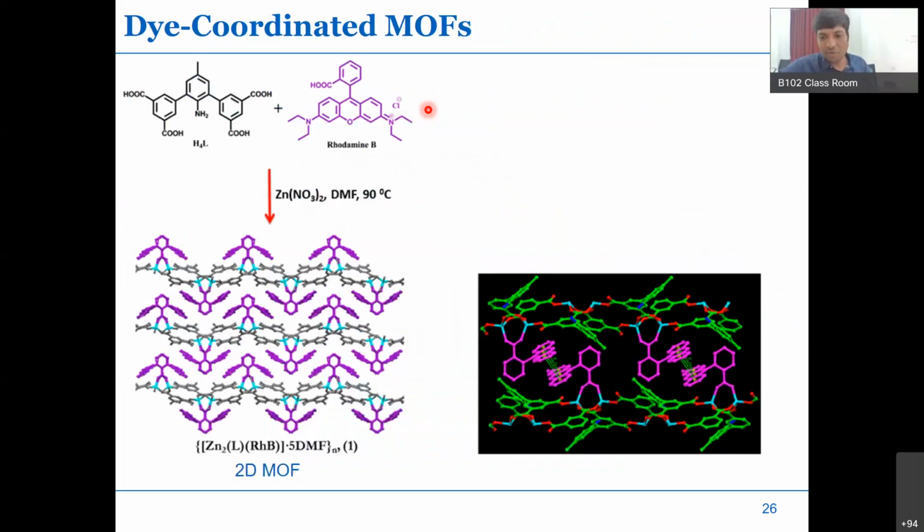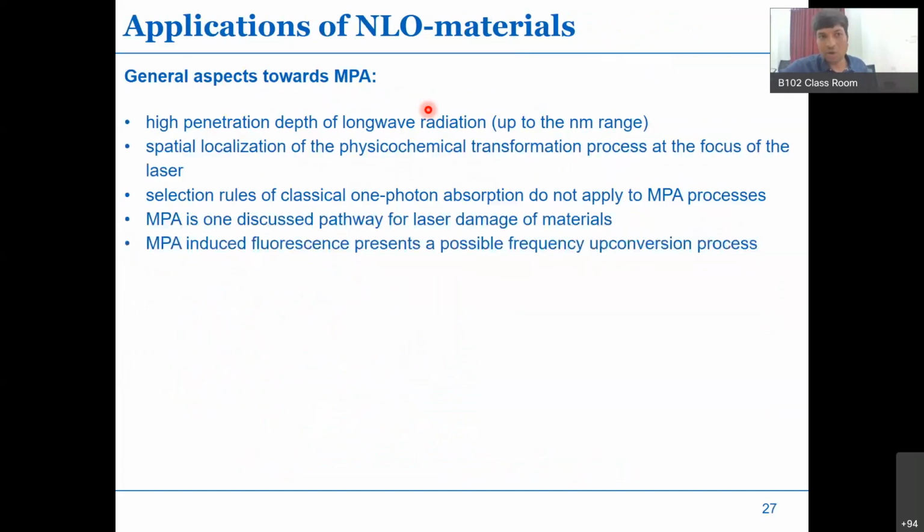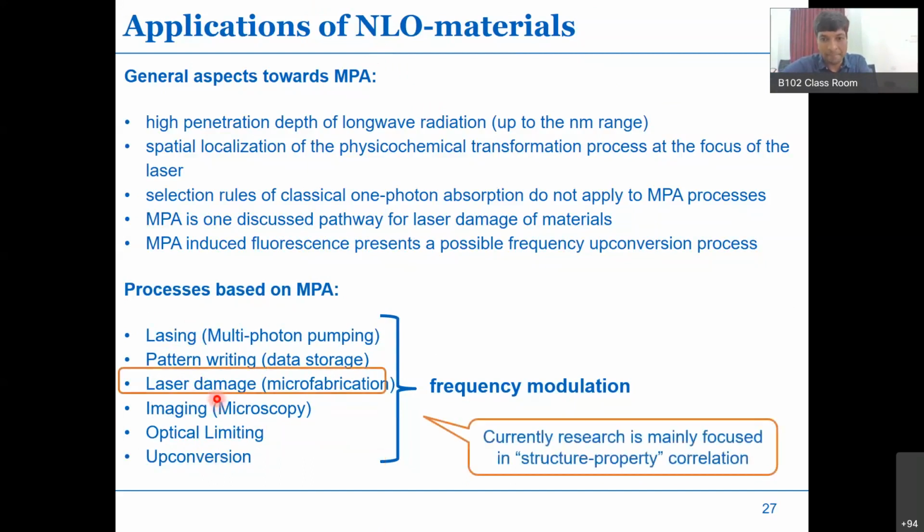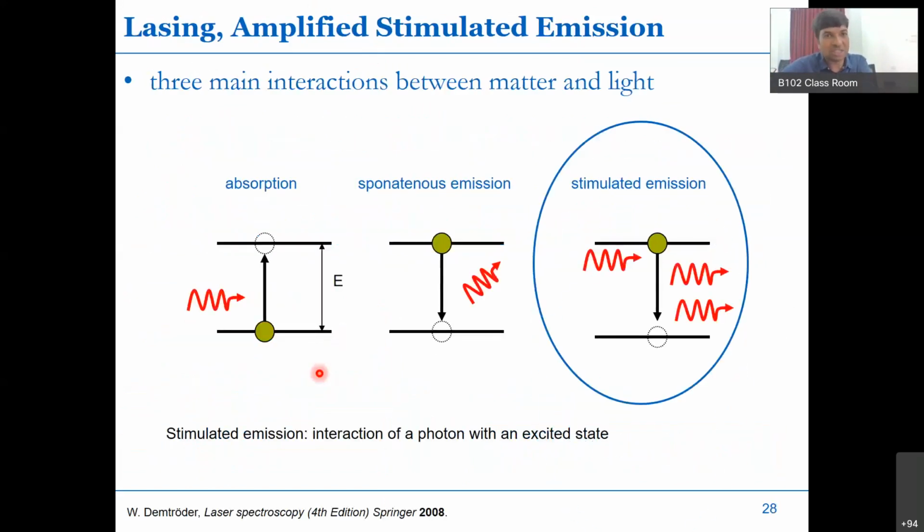We also did some more work with dye-coordinated systems and so on, but I don't want to go into more details since we have limited time. I want to bring a couple of applications. I already explained the piezofluorochromic mechanism, and the next ones are lasing and pattern writing. These are the two specific examples I want to take up. Of course, we have other applications like optical limiting, where conversion has laser damage, but I don't want to go into those.